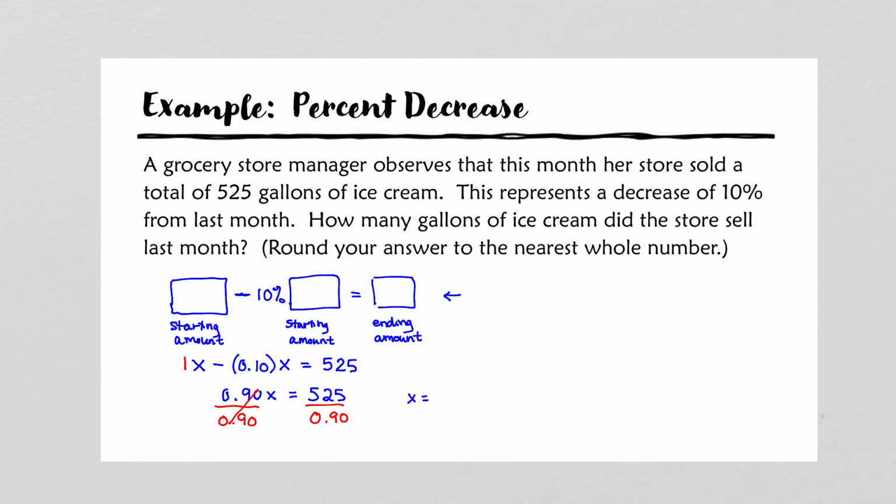X, using our calculator, is approximately 583.333333. Now, what was X representing in our problem? Go back to the beginning. Notice X was our starting amount. So this represents the number of gallons that we had last month. And if we round that to the nearest whole number, that's 583 gallons.